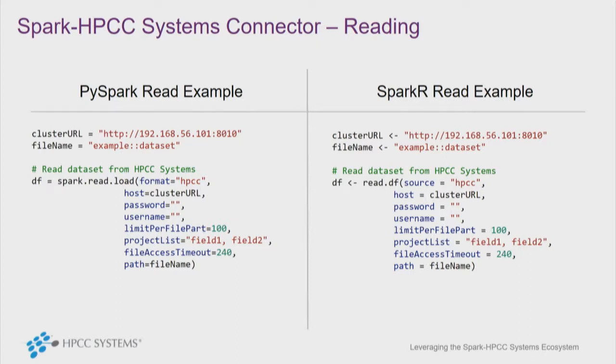The next interesting option we have here is project list. And here you can define the fields that you want to read in. So a lot of data sets that we have hundreds of columns. And you may only want 5 to 10 of those columns when you're doing a data analysis. So you can provide the list of columns that you want. This is comma separated and period delimited. So you could say field1.childfield to get the child field as well. And then again, file access timeouts and path. That was the same as last year. And again, Python and R are very, very similar.